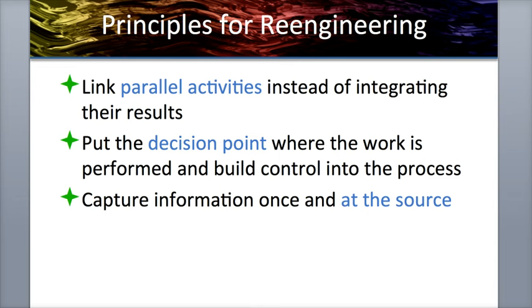So maybe they'll be thinking about parallel activities instead of integrating their results, decision points, where the work is to be performed, building the control into the process, or how they're going to capture information at the source or at the vendor. So these are just a lot of buzzwords, but it's really, again, rethinking everything, just sort of like saying, forget everything we did in the past. Let's rethink the way we're going to make this product and we're going to sell it.